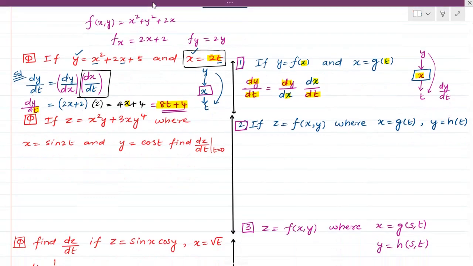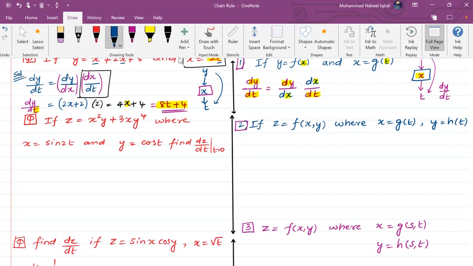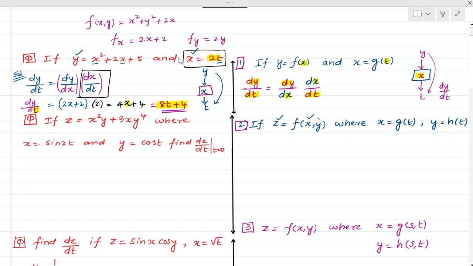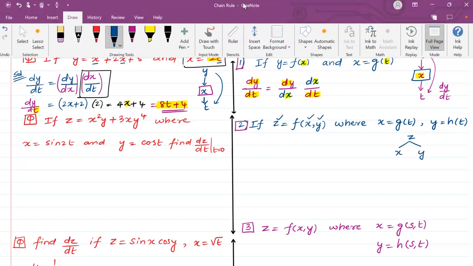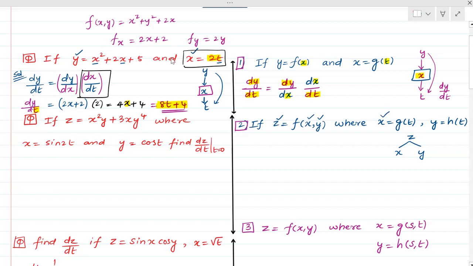Now let us go with the second case. What happens in the second case? Here z is a function of x and y, and x and y are functions of t. So I have to calculate dz over dt, because t is a single variable. So it is with respect to t, dz over dt, single variable.